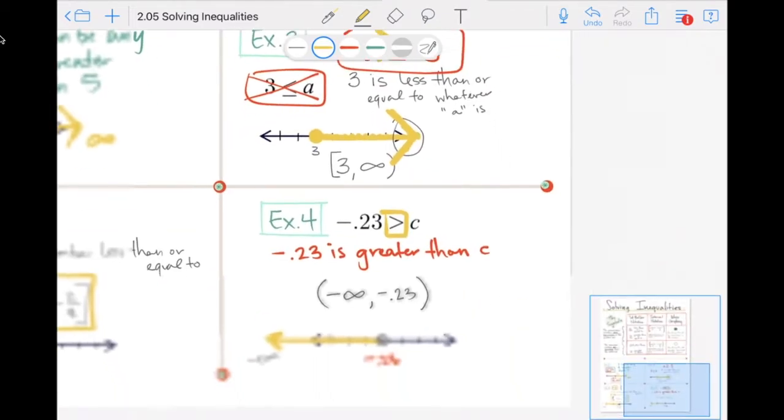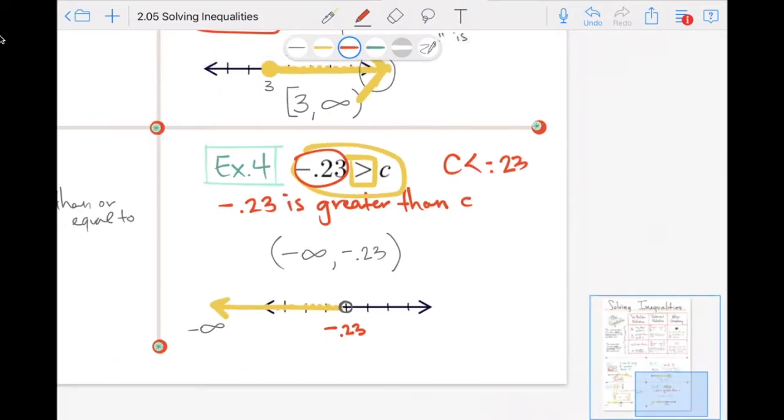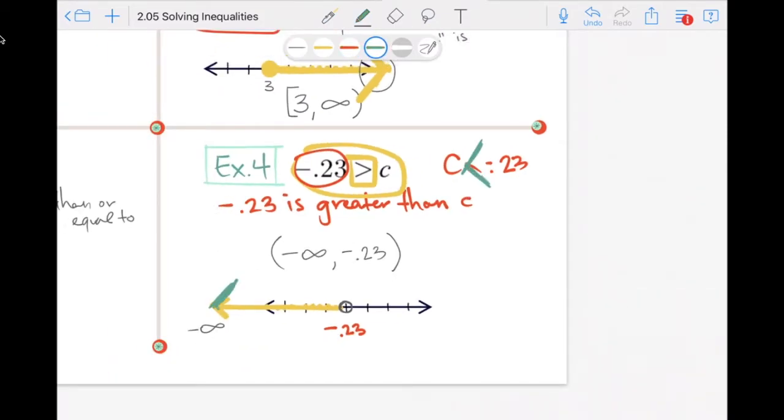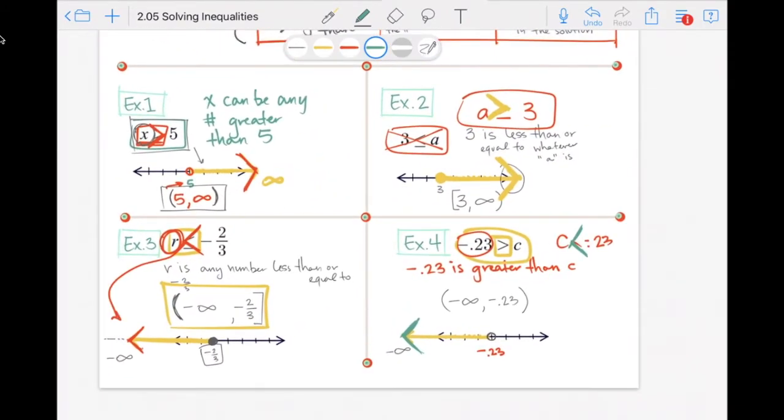And again, here, if you were to rewrite this, you would have c is less than negative 0.23. Remember, negative 0.23 is the bigger fish, so we've got to switch it around. And now the inequality symbol matches the arrowhead, if that will help you. Be really, really careful with that, though. I think it's way better to understand the concept of where are the numbers that are bigger than, where are the numbers that are smaller than, but you can check yourself that way.